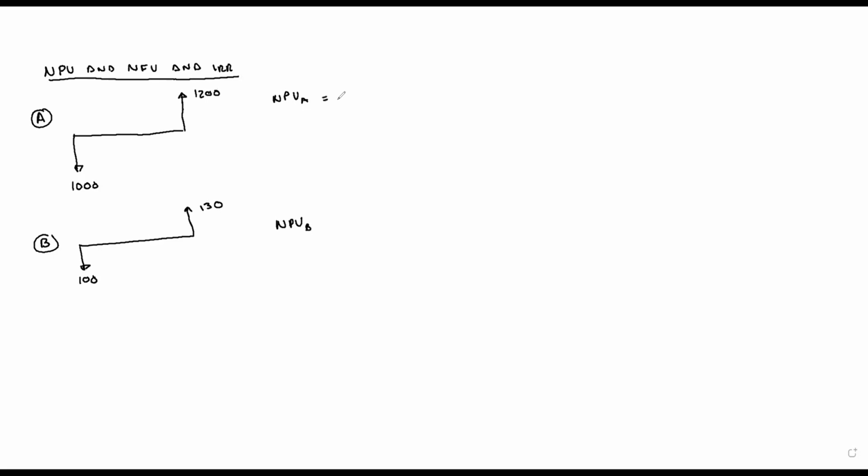So if we do that, let's assume just for simplicity, that my opportunity cost equals, let's say 10%. Okay, so let's assume that the opportunity cost is equal to 10%, just to make it easy. So this one here is going to be minus 1,000 plus 1,200 discounted 1 period. And this one here is going to be minus 100 plus 130 divided by 1.1, okay?